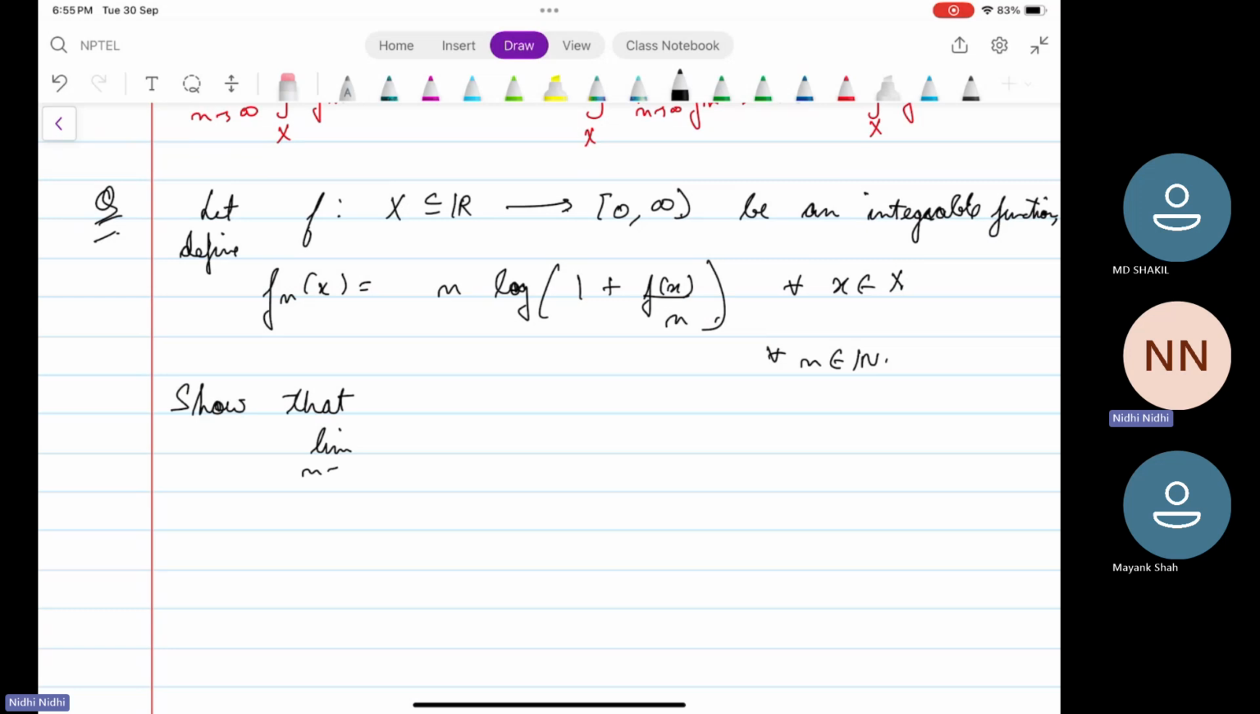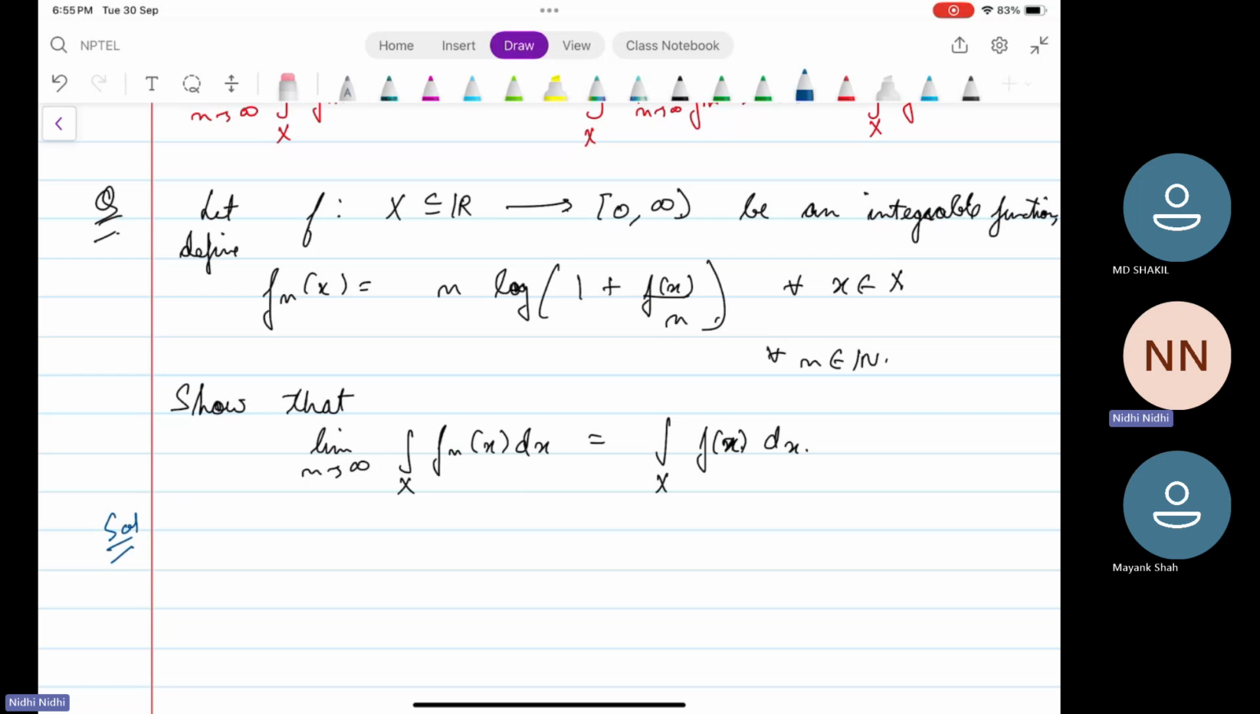the limit as n tends to infinity of the integral over X of f_n(x) dx is equal to the integral over X of f(x) dx. Solution.